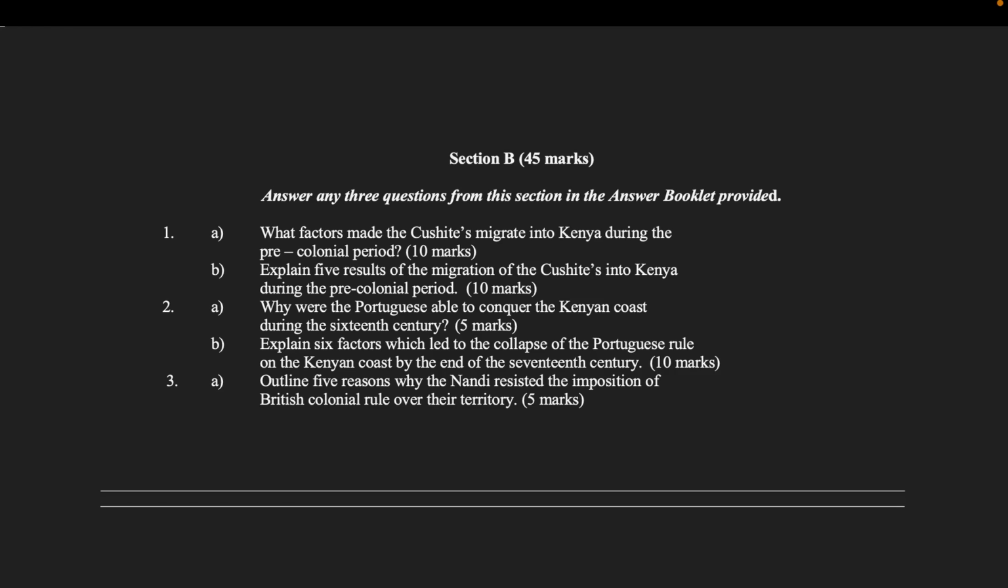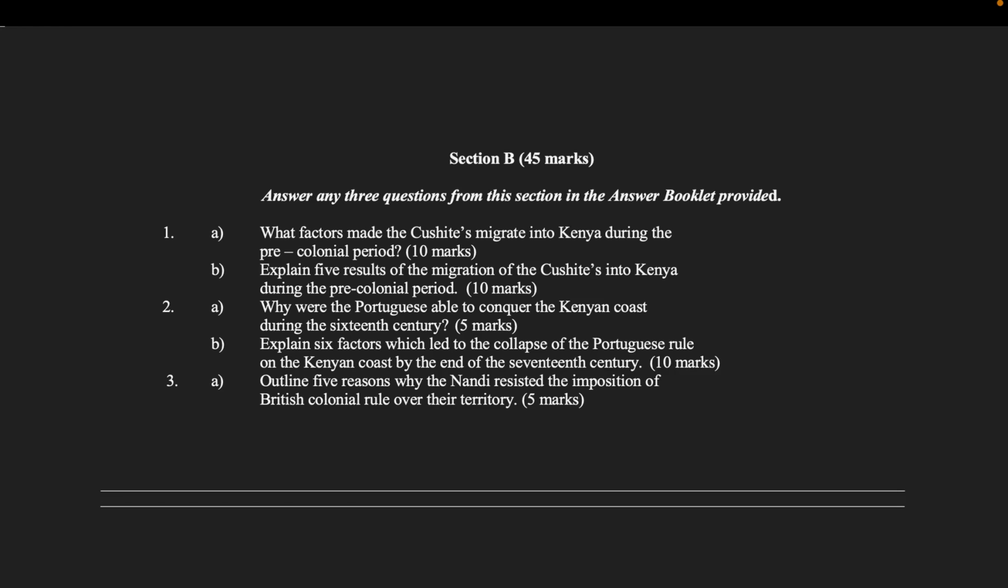Trade developed between the Kushites and the Bantu. For example, they exchanged livestock products such as milk and butter with the Bantu, and in return they obtained grains from the Bantu. The Bantu borrowed some of the cultural practices of the Kushites, e.g., circumcision. The Kushites learned mixed farming.